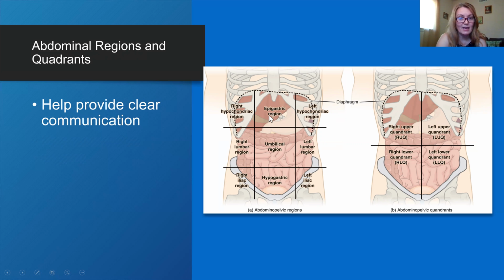So right in the middle, we have epigastric, umbilical, hypogastric, right hypochondriac, left hypochondriac, right lumbar, left lumbar, right iliac, and left iliac. All right, so just smaller quadrants that pretty much give you more specific information where different parts, the organs are located. Yeah, and this is used for describing location of the viscera.